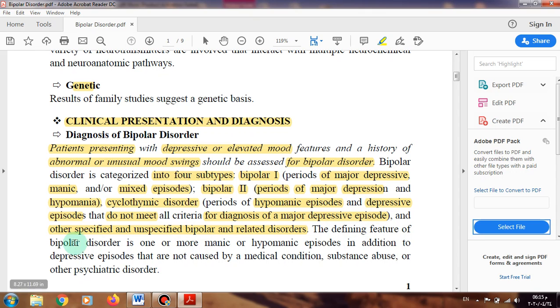Defining features of the bipolar disorders is the presence of one or more manic or hypomanic episodes in addition to depressive episodes that are not caused by medical condition, substance abuse or psychiatric disorders. So, to diagnose the patient with bipolar disorders, they must have one or more manic or hypomanic episodes plus one or more major depressive episodes.